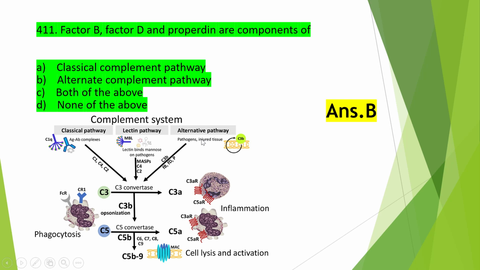So here this is the alternative complement pathway. Here the pathogens are directly bound to the C3b protein, and then the C3b is activated by factor B, factor D and properdin, and then it is converted to the C5 convertase, and then it binds to C6, C7, C8, C9 and produces the membrane attack complex and lyses the cell.